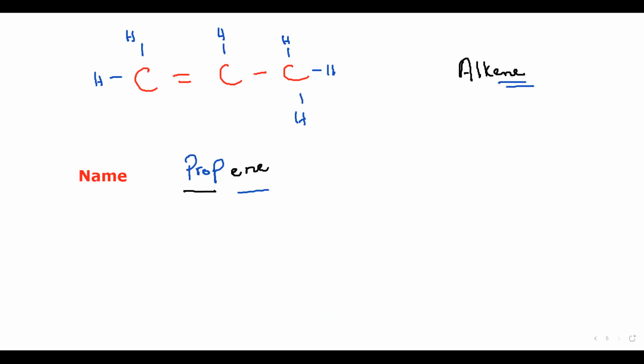And how to write a molecular formula? Molecular formula means the formula which represents the actual number of atoms. So when we count the carbon atoms, 1, 2, and 3 carbon atoms are there. So we write C3. How many hydrogen? 1, 2, 3, 4, 5, and 6. So C3 and H6 is the molecular formula.